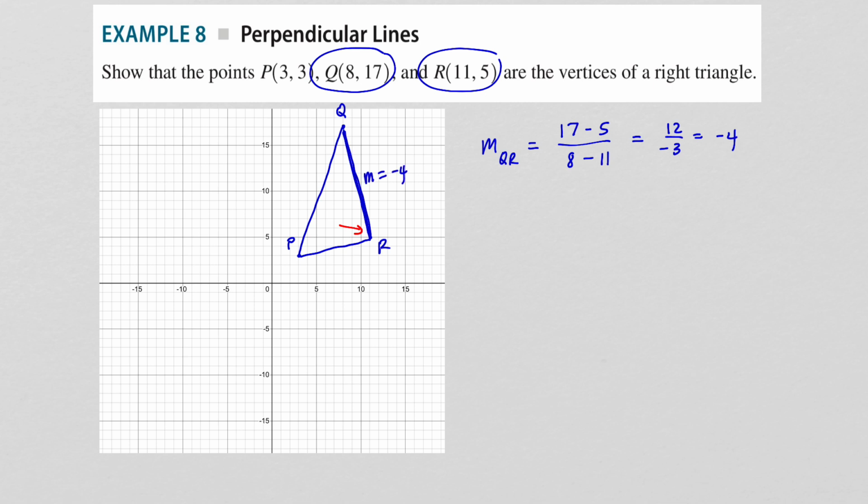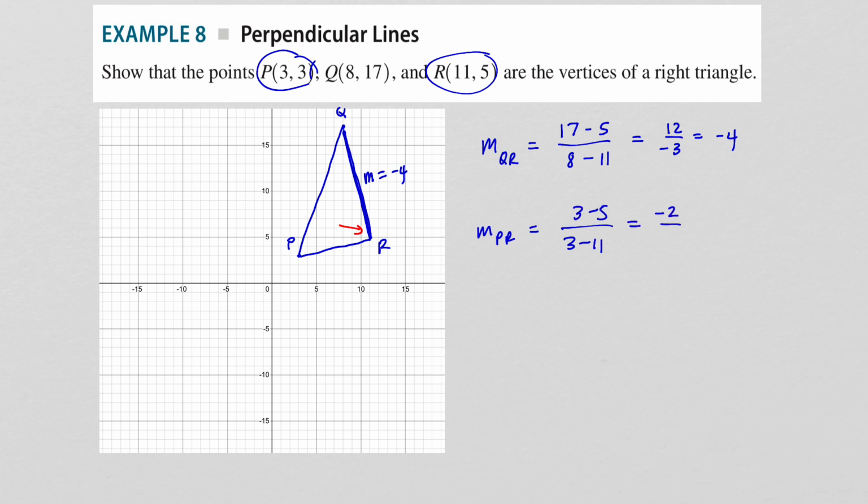Now let's find the slope of PR, this line here. So the slope of PR, same idea. Now I'm using P and R. R is this point here. There we go. So I'm going to subtract the Y values. So 3 take away 11. And then I'll subtract the, excuse me, that's the X values, isn't it? 3 take away 11 is the X values. And then 3 take away 5 is the Y values there.